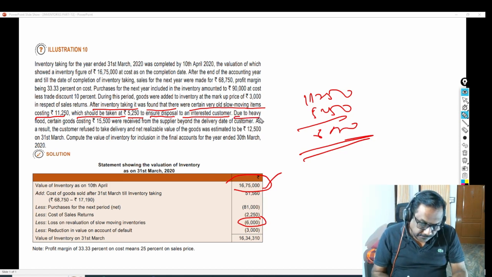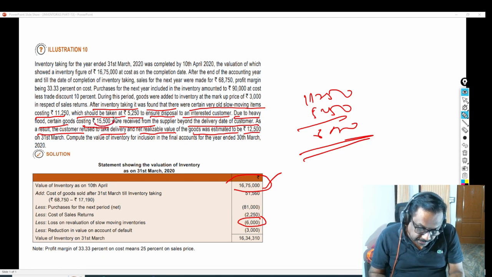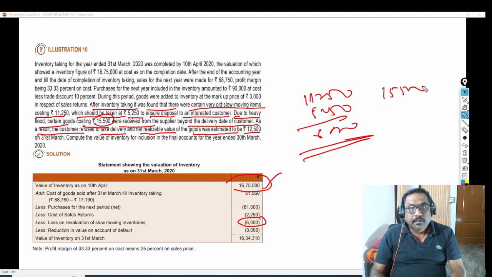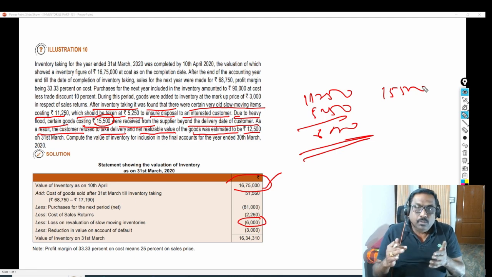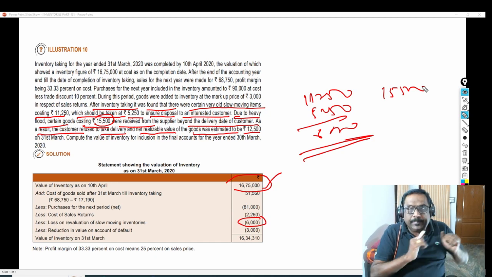Next. Due to heavy flood, certain goods costing 15,500 were received from the supplier beyond the delivery date of the customer. As a result, the customer refused to take the delivery, and the net realizable value of the goods was estimated at 12,500 as on 31st March. So 15,500 worth of goods we purchased, but the customer refused to take them because we crossed the deadline. So since he refused to take the goods, those goods have come back to our godown. Now it is part of my inventory.